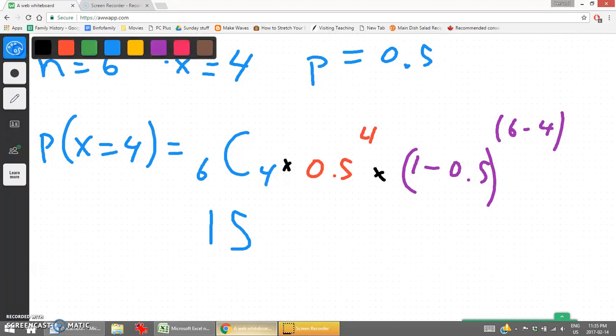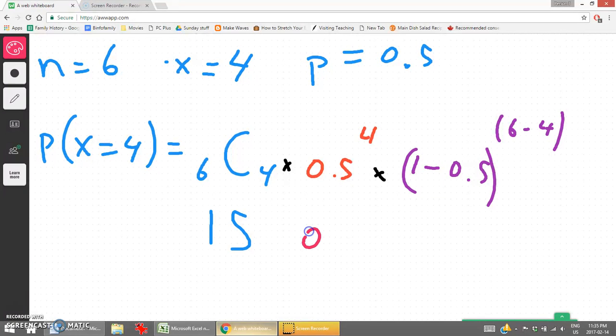Change it to that color. 0.5 to the power 4 is 0.0625. Then 1 minus 0.5 to the power 6 minus 4. Just a little caution here when you're doing this in your calculator: make sure you're entering brackets as needed, because some calculators may not give you the same correct answer. So 1 minus 0.5, which would be 0.5, to the power 6 minus 4, or 0.5 to the power 2, would give you 0.25.